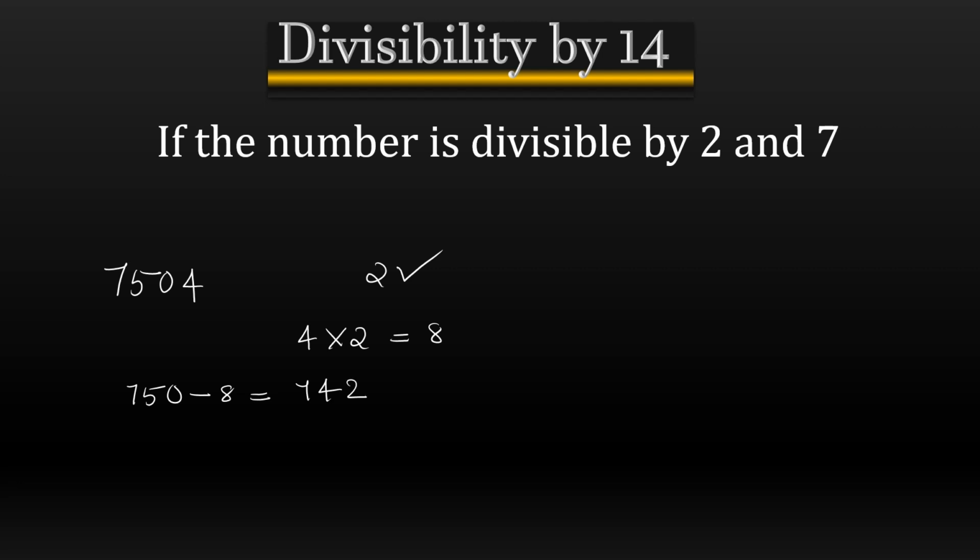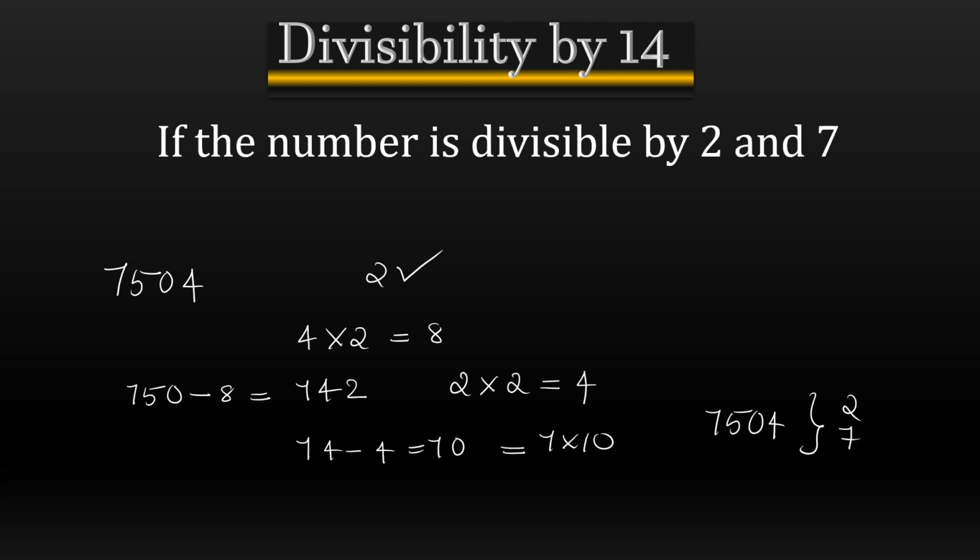742 is quite a large number, so we can repeat the method above. That is, the last digit is 2, we have to double the last digit, we get 4, and subtract it from the remaining digits. That is 74 minus 4 is equal to 70. We know that 70 is equal to 7 into 10. That is a multiple of 7. Hence we can say that 7504 is a multiple of 7. Hence it is divisible by both 2 and 7. We can say that this is divisible by 14.